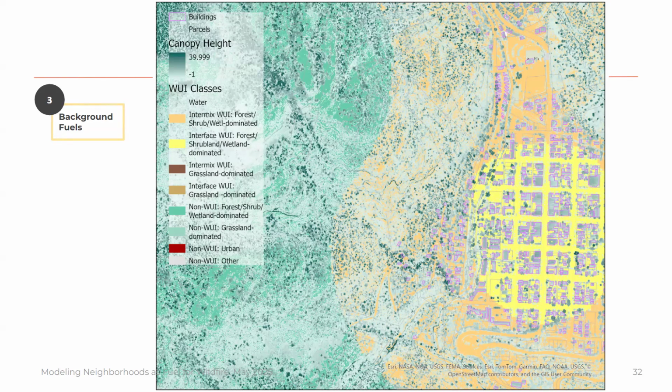non-WUI where it's just wildlands, which is this green area. And structures can exist there, but they're so sparse that it's not actually considered the built environment. And then within each WUI type, they also have the type of vegetation, whether it's timber dominated or whether it's grassland dominated. And so this gave us an idea of background fuels. I took the centroid of each building, and the value of the raster at that centroid was what I used to characterize the background fuels.